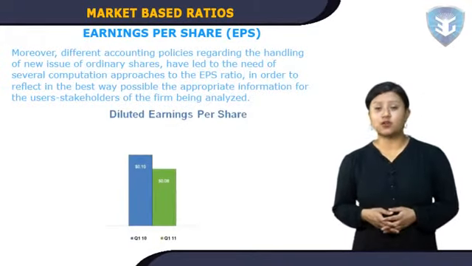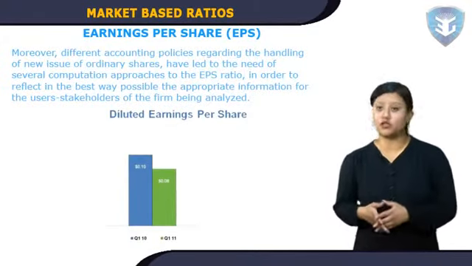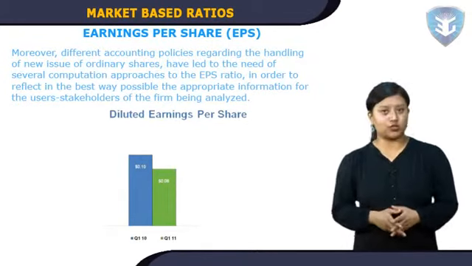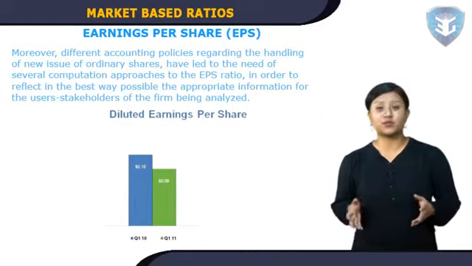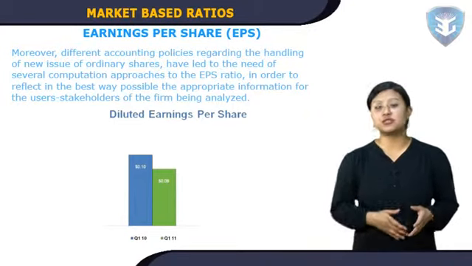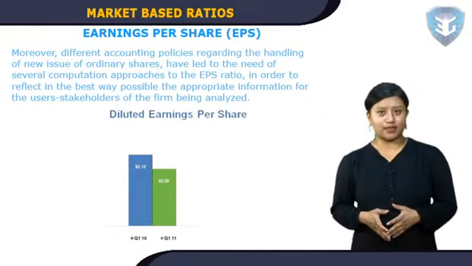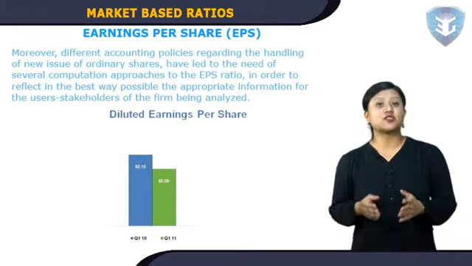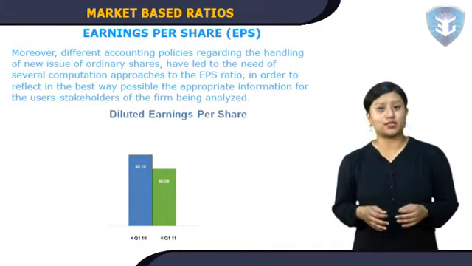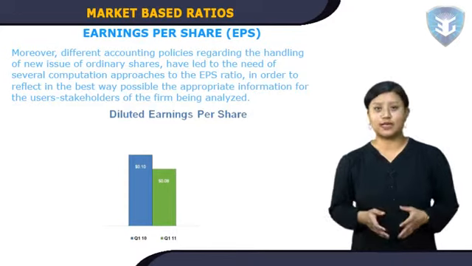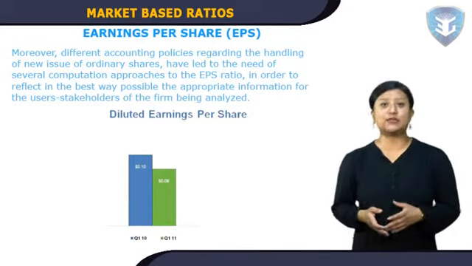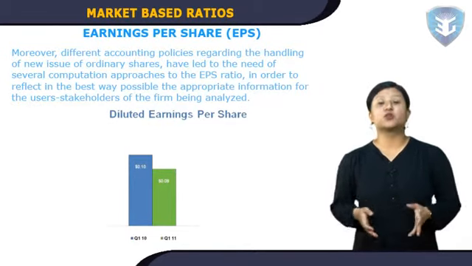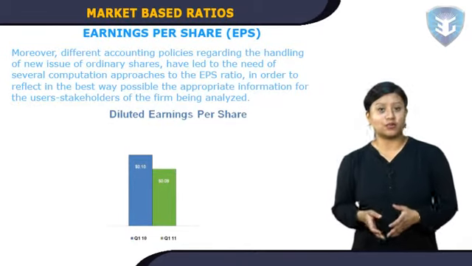Moreover, different accounting policies regarding the handling of new issues of ordinary shares have led to the need of several computation approaches to the EPS ratio, in order to reflect in the best way possible the appropriate information for the users and stakeholders of the firm being analyzed. For this reason, there is the computation of the basic EPS, the EPS adjusted reflecting any bonus issue or rights issue or options or warrants exercise, and the diluted EPS, DEPS, which reflects the convertible bonds or shares to ordinary shares. The approaches are determined by the accounting policies in effect.